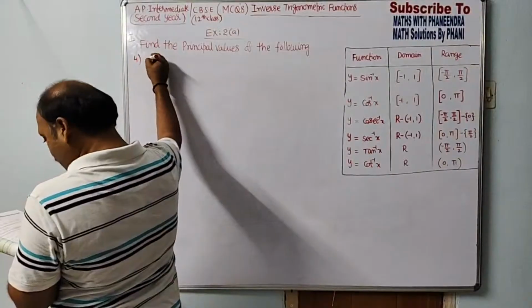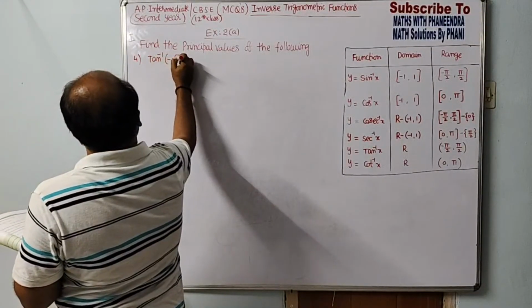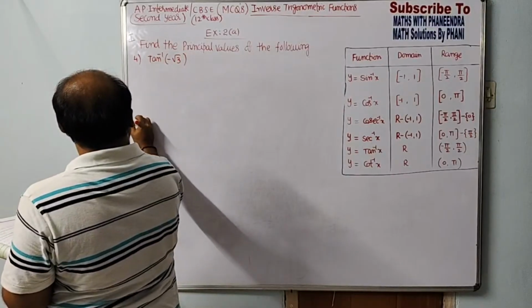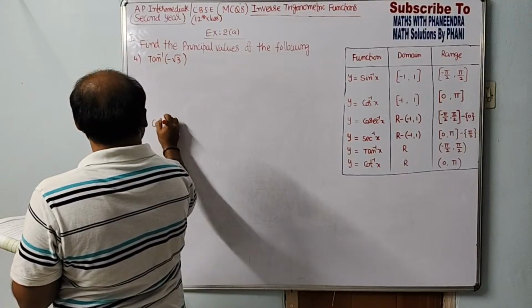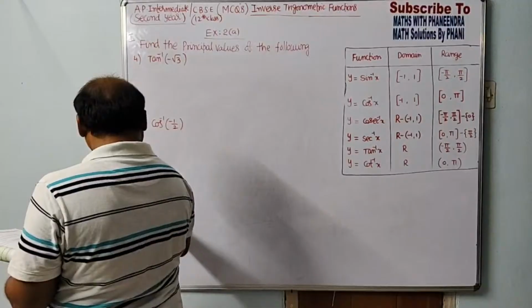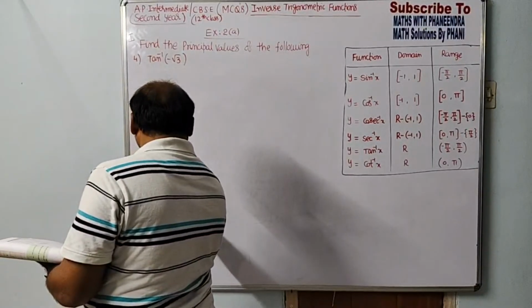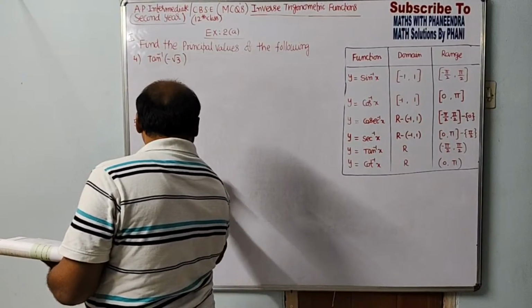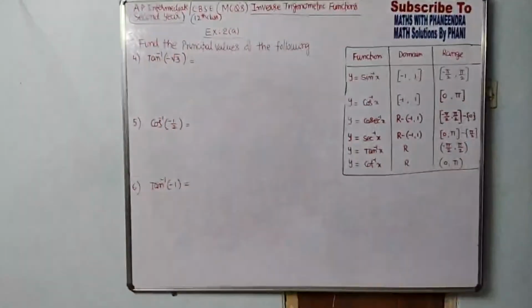Question number 4: tan inverse of minus root 3. Question number 5: cos inverse of minus 1 by 2. Tan inverse of minus 1. So we will find out the solutions.